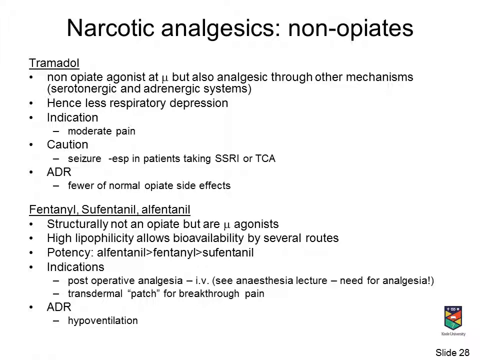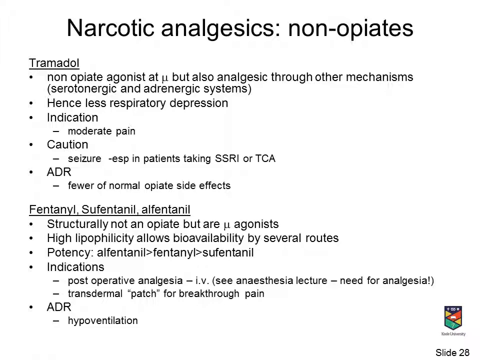So it can be used to treat moderate pain, but it can cause seizures, and that's probably because of its effects on the serotonergic and adrenergic systems. And this is a particular problem in patients who are taking other drugs that affect the serotonergic and adrenergic systems, such as SSRIs or tricyclic antidepressants. But because it's less likely to have opiate effects, you don't get too many of the opiate side effects either. Then the last set of drugs I want to talk about under opiate analgesics are fentanyl, sufentanil, and alfentanil.